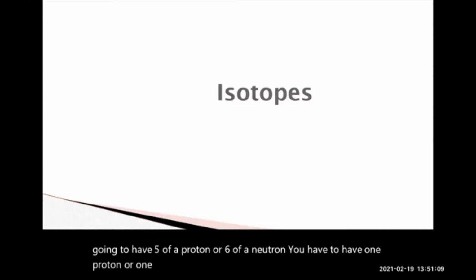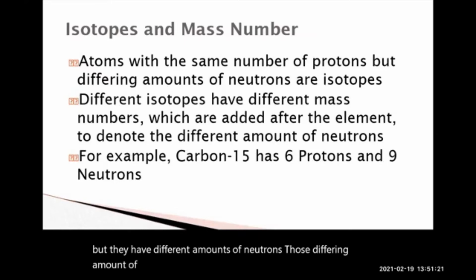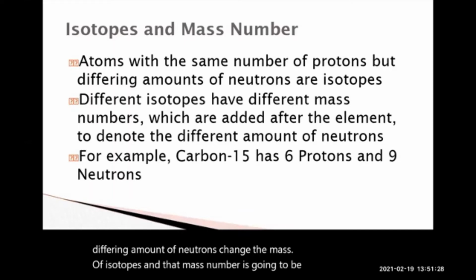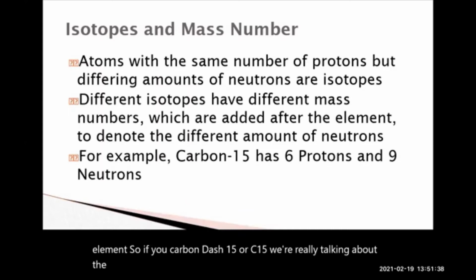So when we're talking about isotopes, we're really talking about elements or atoms with the same number of protons, but different amounts of neutrons. Those differing amounts of neutrons change the mass of isotopes. And that mass number is going to be added after the element. So if you see carbon-15 or C-15, we're really talking about the isotopic mass being 15.